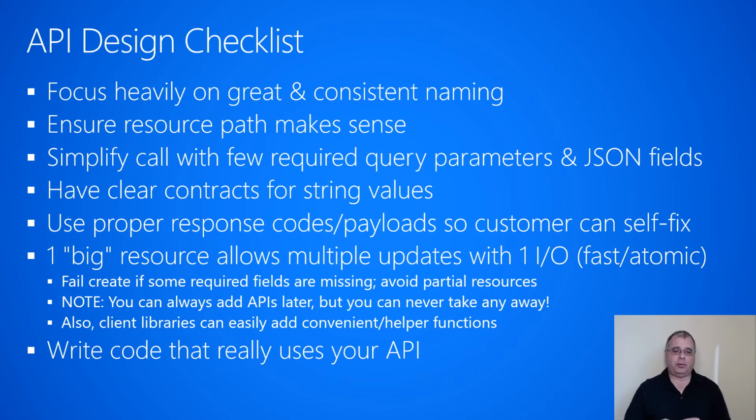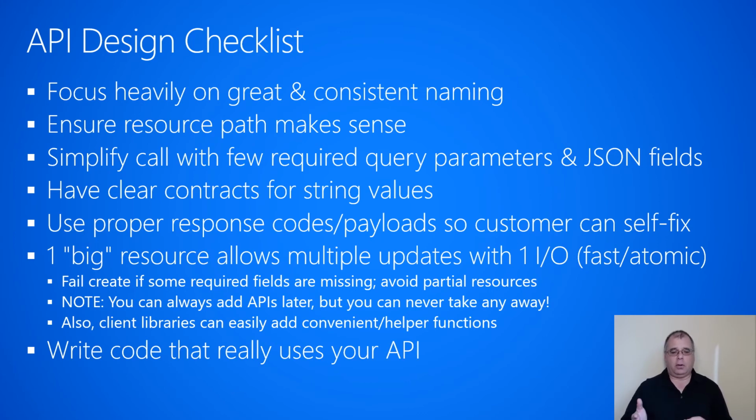Next, ensure that the resource path makes sense. In my example there, I had airports, which you'll notice was plural because it was a collection, and then you had the code for the airport underneath it. I think it's very clear as to what that means. And then it was the same path being used for the patches and the gets and the deletes.